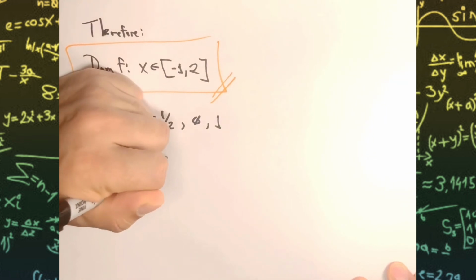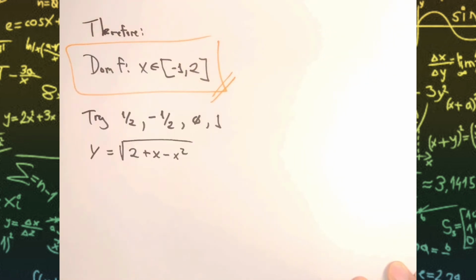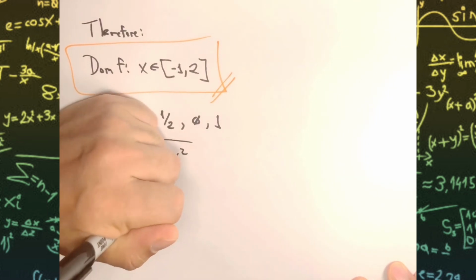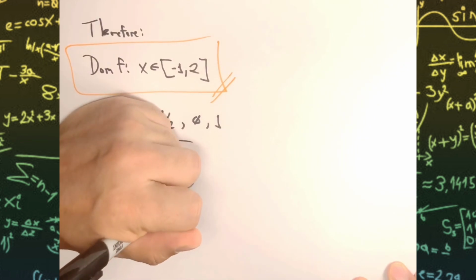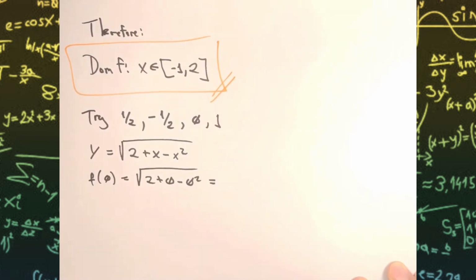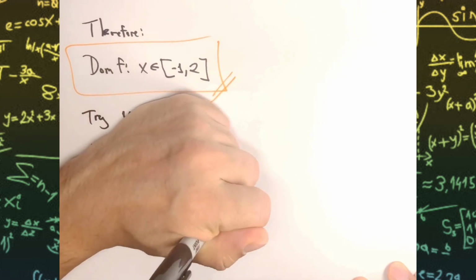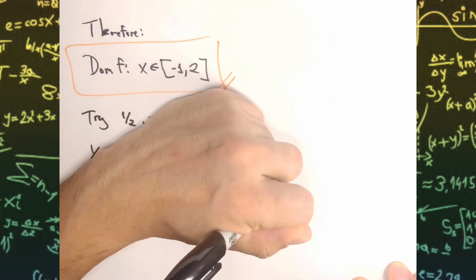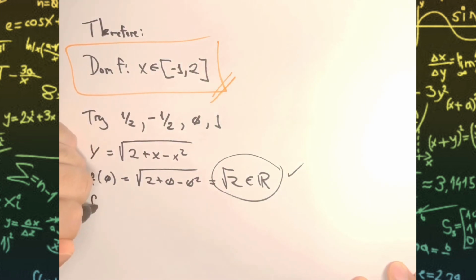So we can try with, for instance, in the original function, y equals square root of 2 plus x minus x squared. Let's do f of 0. 0 belongs to the interval solution, so let's try that. If we were to do that, we just plug in 0 into the function and we have square root of 2. It's a number. It exists. It's part of the real numbers, so it's good.